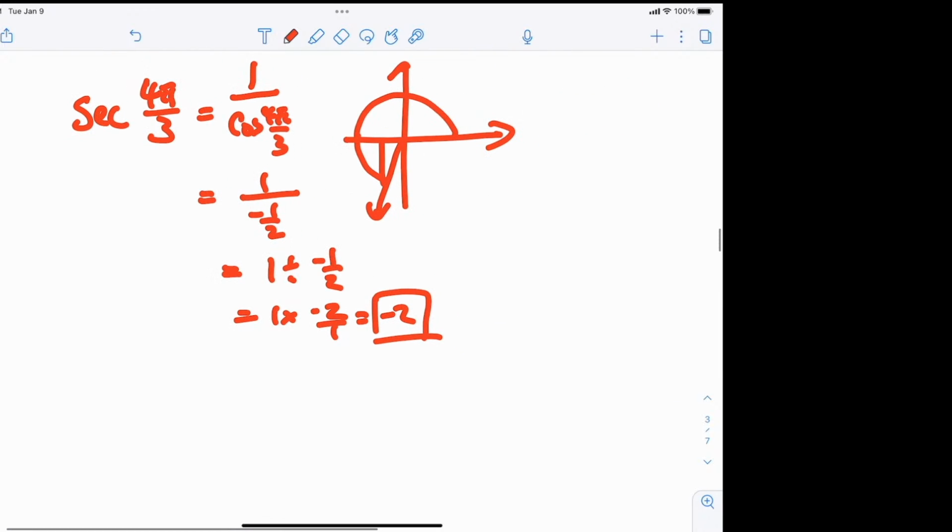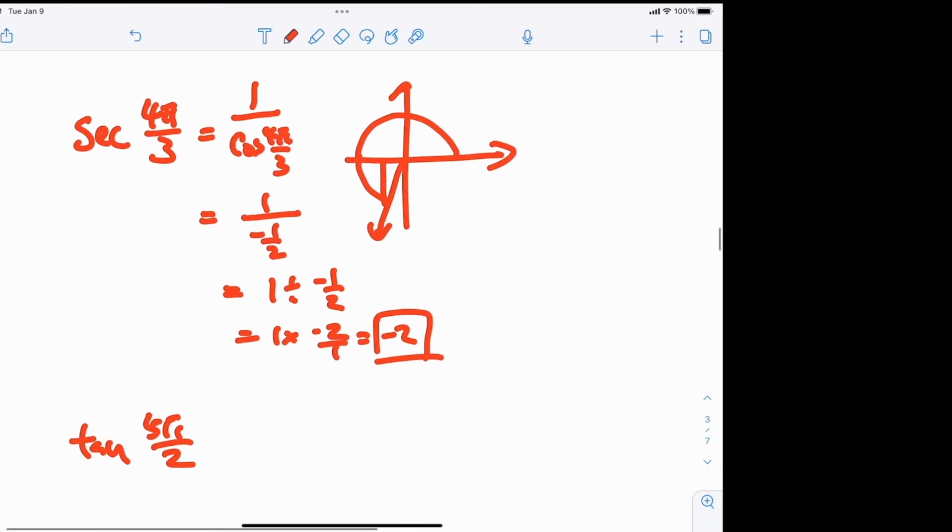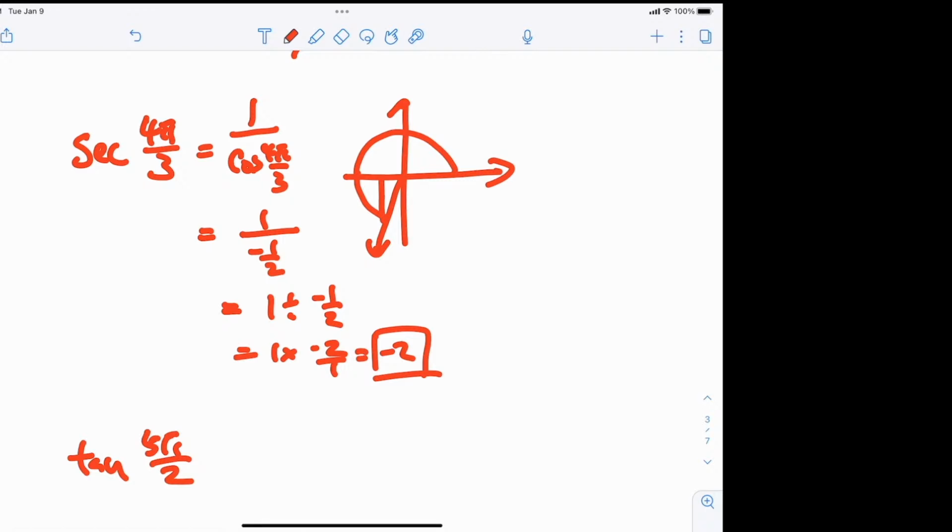Let me ask you a tricky one. What is tangent of 5 pi over 2? Does everybody understand the previous one? Do you want me to explain again? Okay. So do you understand secant of 4 pi over 3? It's 1 over cosine of 4 pi over 3, because secant is the reciprocal identity.